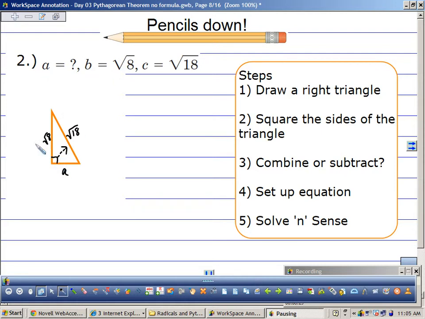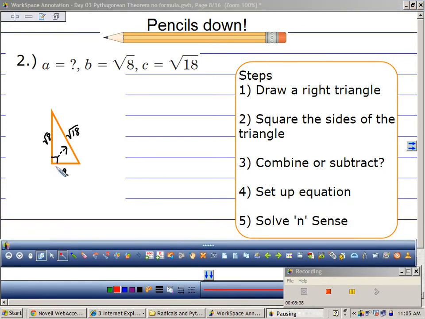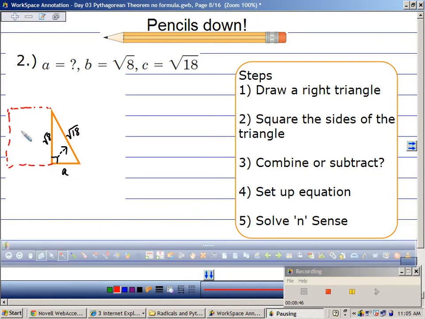If it told me the B side is the square root of 8 and the C side is the square root of 18, is that correct? Yeah. All right, let's draw pictures. So this side is root 8. If the side is root 8, what's the inside? 8.